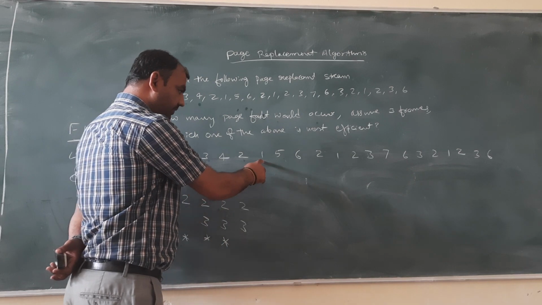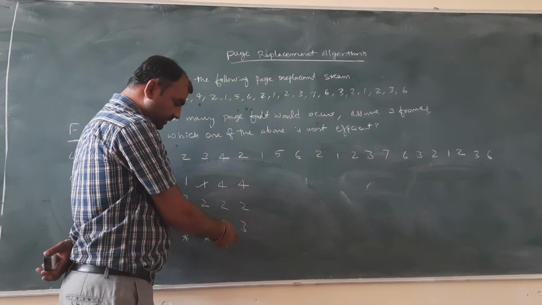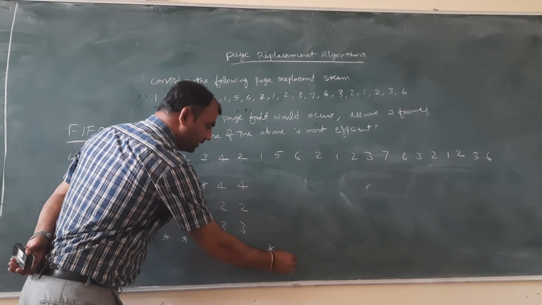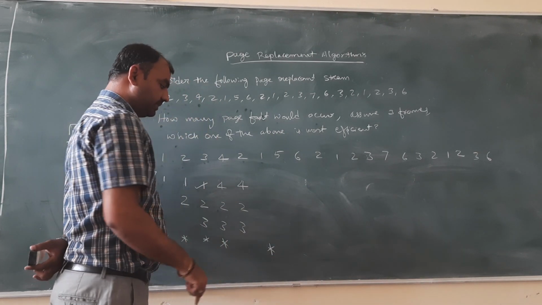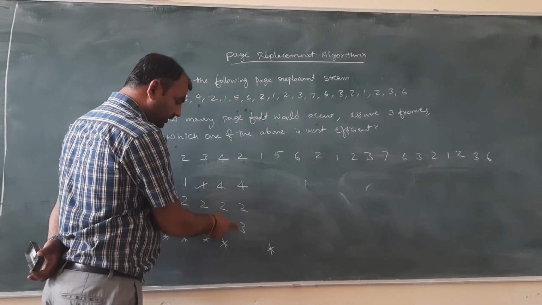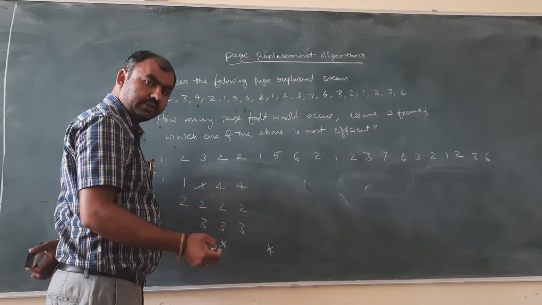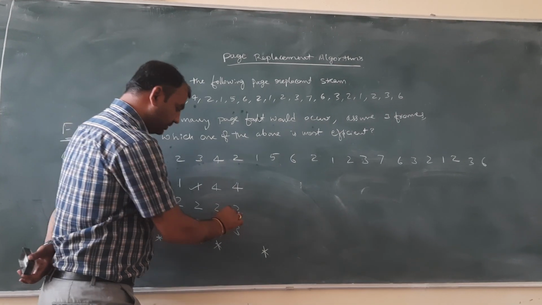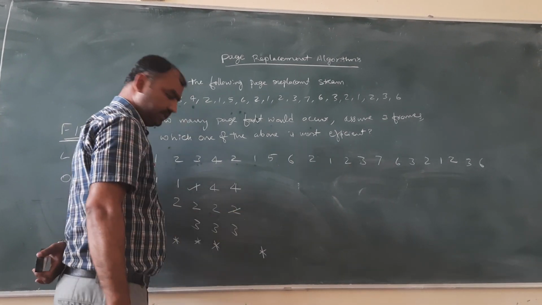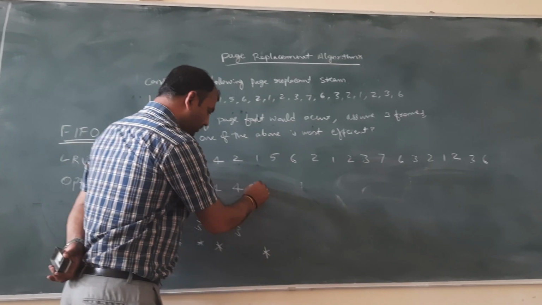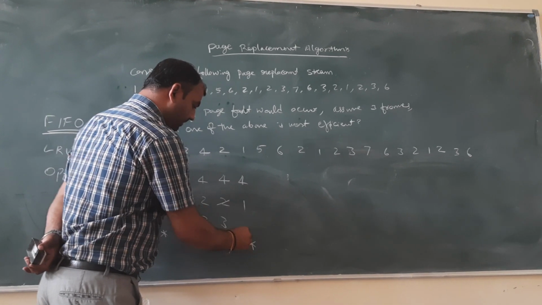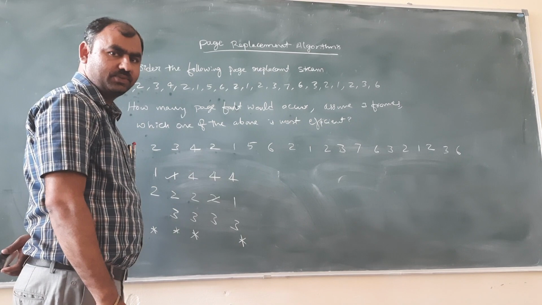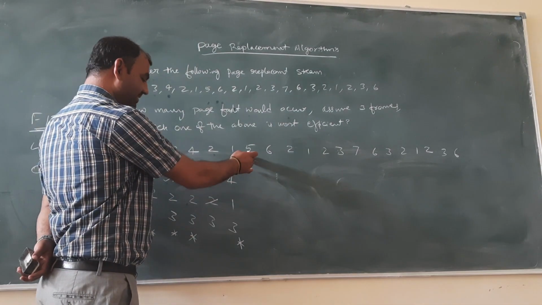Next we want 1. Is there 1? No. So a page fault occurs. Then which one to replace? Among these things, which one came first? First in, first out, right? So this came first, so in this place you replace this one. That's it. Is it difficult? No, right?